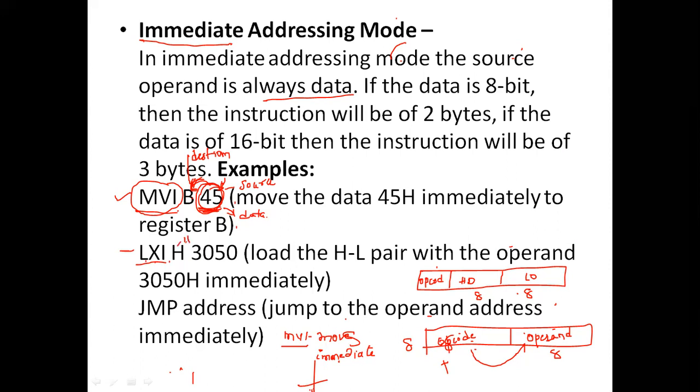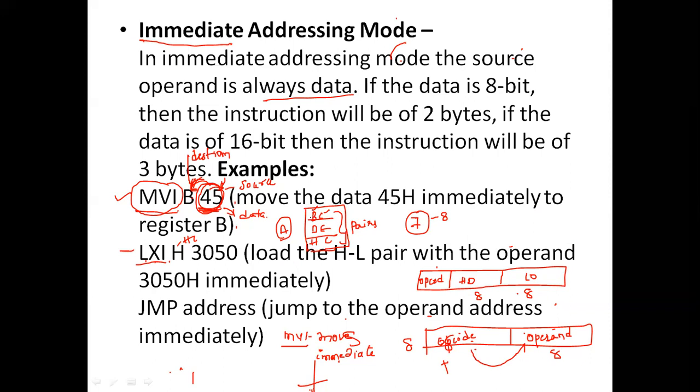H indicates the HL pair. So what are the pairs we are having? BC, DE and HL pairs. So these are the pairs we are going to talk about. Otherwise, we have the 7 registers individually: B, C, D, E, H, L and A. If you want to specify 8-bit data, these individual registers act independently. If you want to specify 16-bit data, we make a pair of BC, DE, and HL. These pairs are fixed.